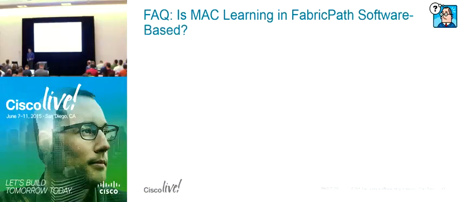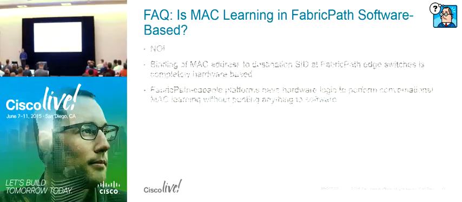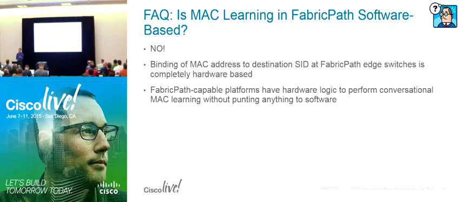Okay? Good. So who knows, is MAC address learning in FabricPath software or hardware? Okay, was there an answer? Okay, yes, it's hardware. There are two things, right? Binding of MAC addresses to switch IDs happens in hardware. And then the conversational learning logic also happens in hardware.